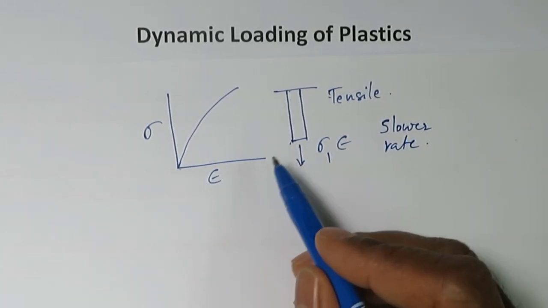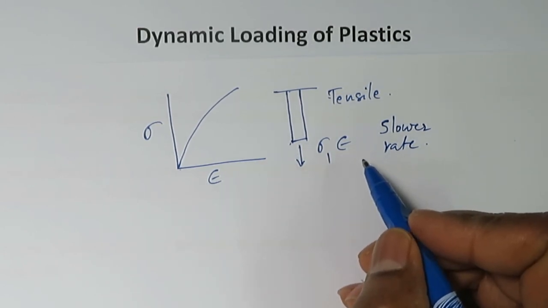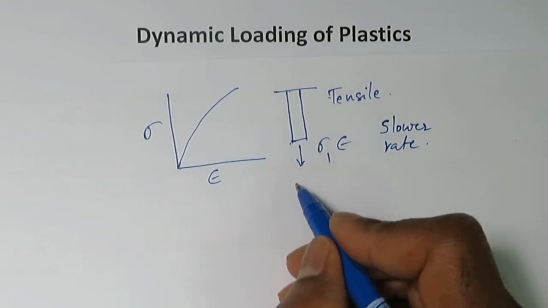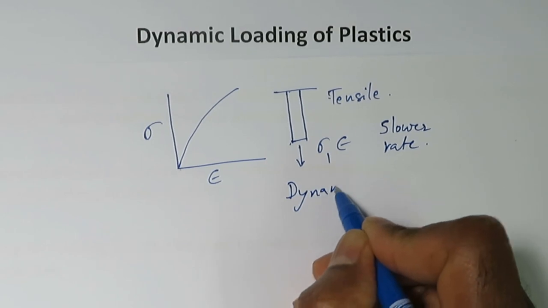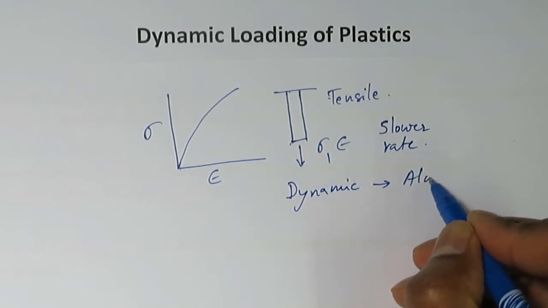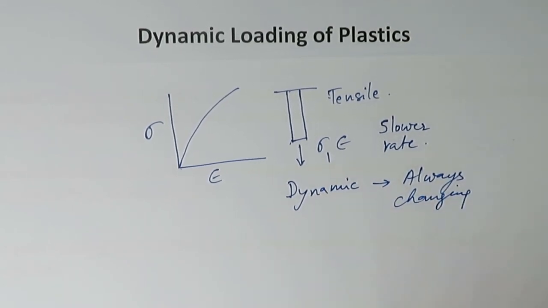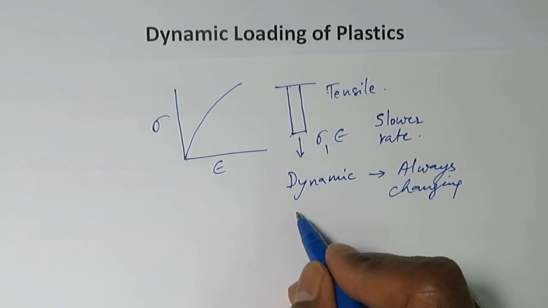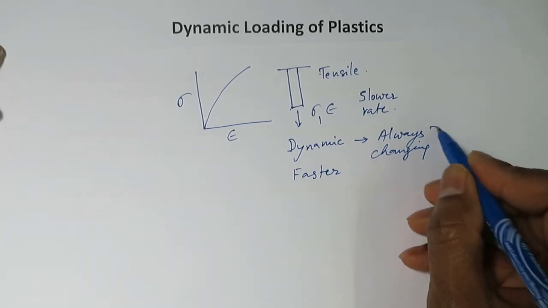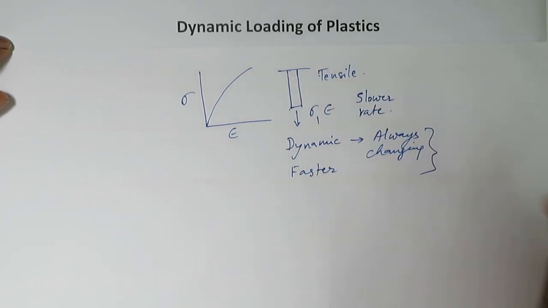However, in many practical applications, we will find that the load is not applied at a slower rate, but it is dynamic, means it is always changing. And also it can be at a very faster rate. So these two factors will be known as dynamic loading of plastics.